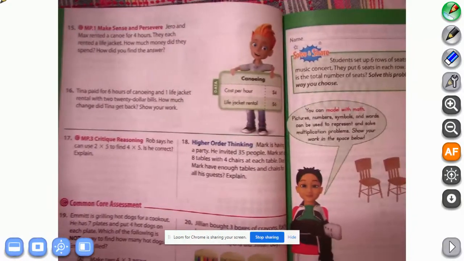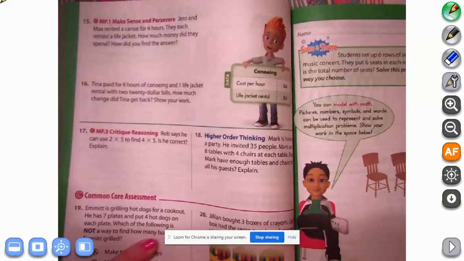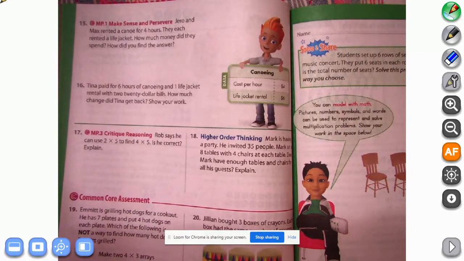And it says, Jero and Max rented a canoe for 4 hours. They each rented a life jacket. How much money did they spend? How did you find the answer?